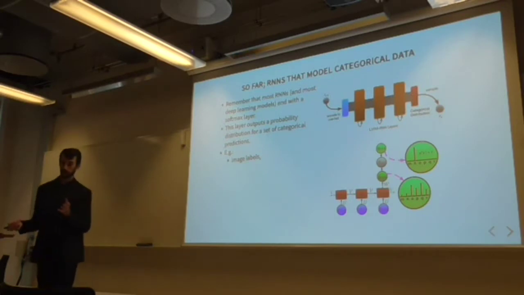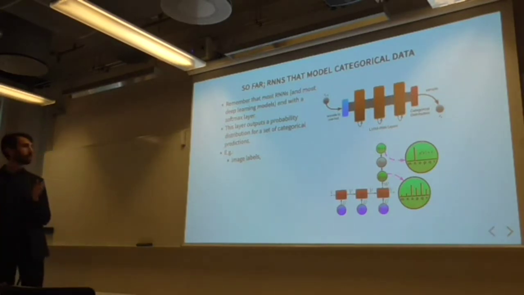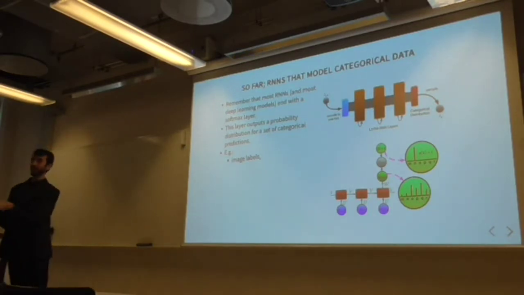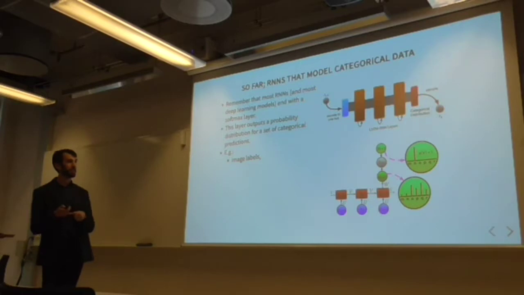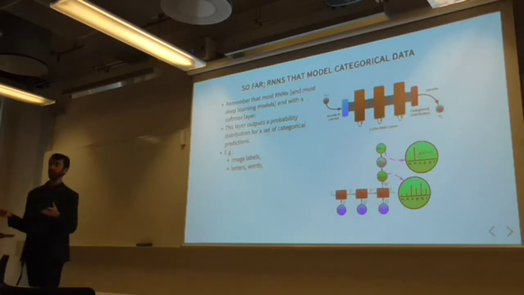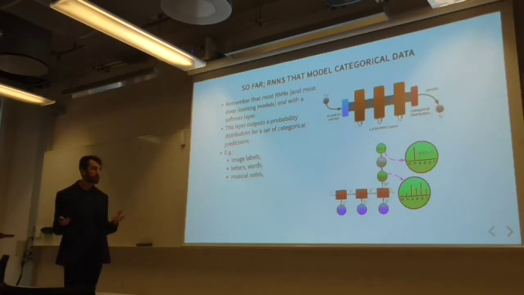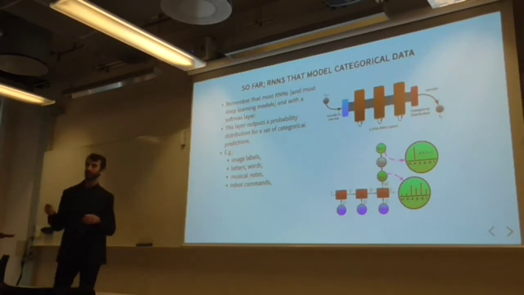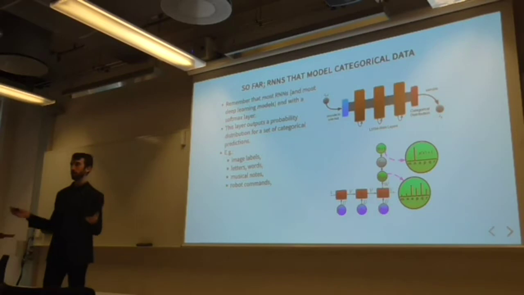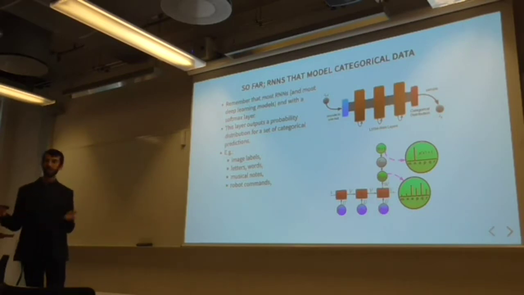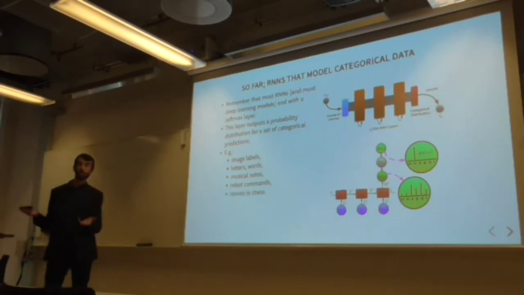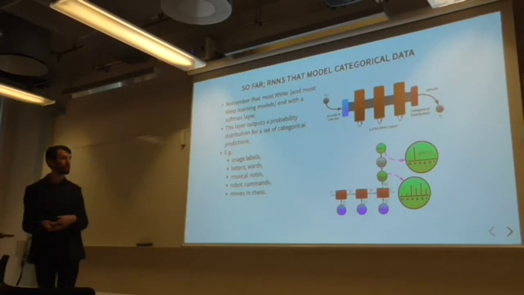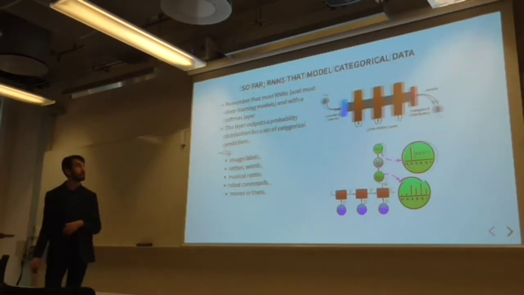Examples of things that can be modeled by categorical models would be things like image labels. Typically for all of these image classification networks, they output a softmax layer. Letters or words for our text generation networks, or musical notes in the case of the music networks that I'm particularly interested in. Or even things like robot commands, right? If you're working on a network in a reinforcement learning environment, you might have a discrete set of commands: go forward, go left, go right, or change certain things. Moves in chess are also categorical, right? There's only a finite number of them. There's a set of possible moves, and that can be modeled by this kind of categorical data.